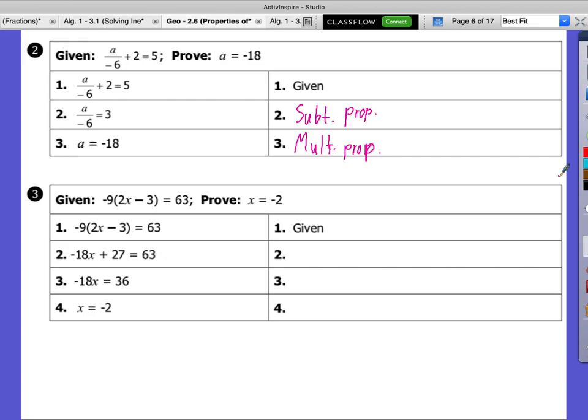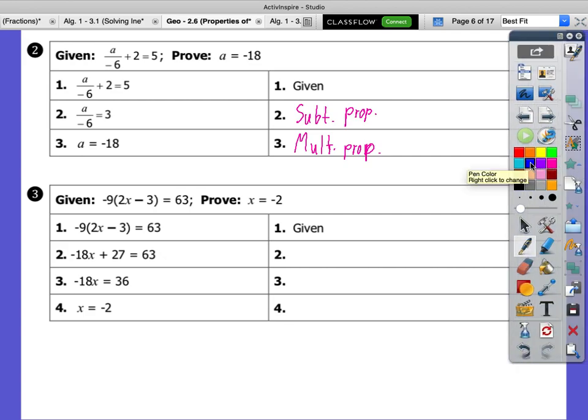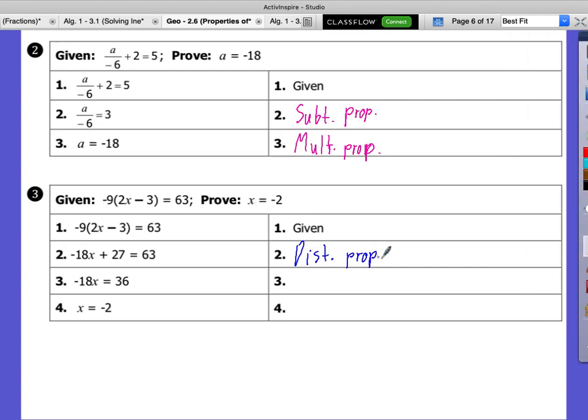Let's try number 3. Okay. So we're given another equation here. Negative 9 times 2x minus 3 is equal to 63. And now we're trying to prove that x is equal to negative 2. So our first statement is going to be what we're given, because we have to have a starting point. So we're given this, and we say, hey, it's given to us. From here, what math did we do to alter this? We distributed, right? We can call it the distributive property. Very good. We distributed to get there.